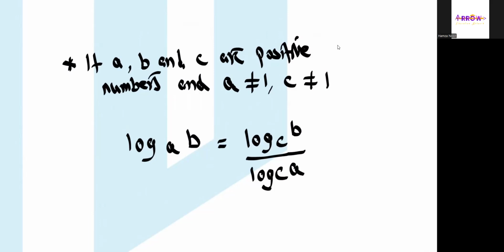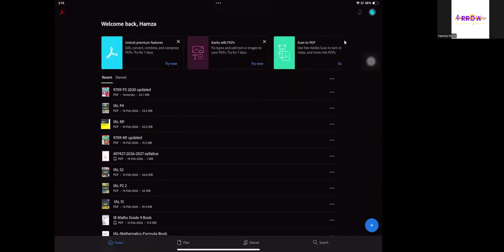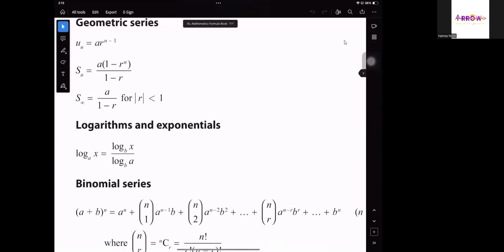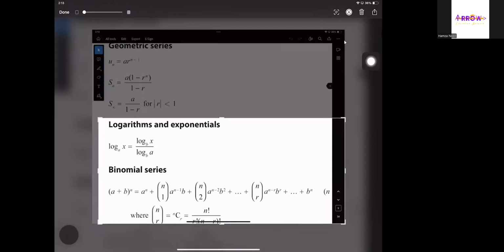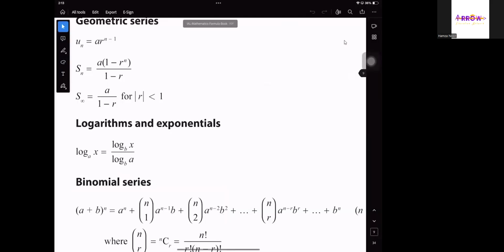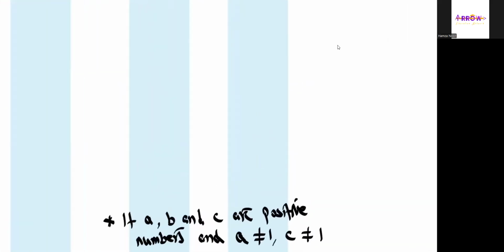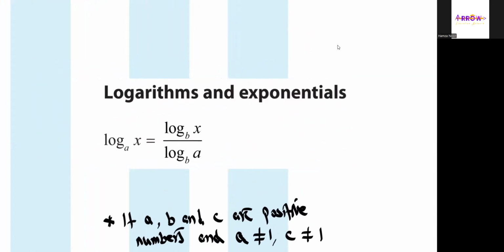If I just show you the booklet, the expression is given in terms of x. Here we have it. In the P2 formula booklet you have this change of base law formula given to you. In place of b we have x, and in place of c we have b, which is exactly the same thing. So just for the sake of formality, I brought this screenshot from the booklet over here.